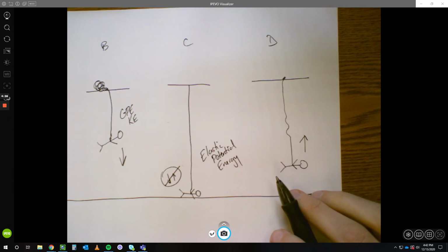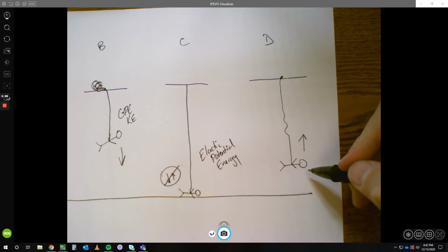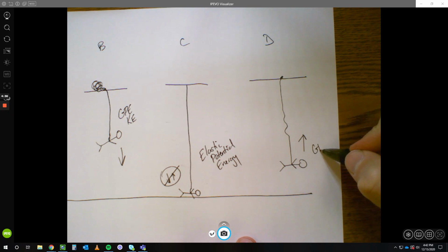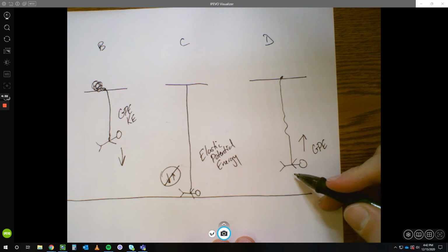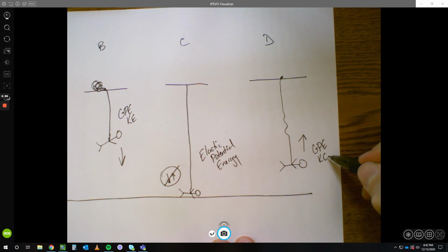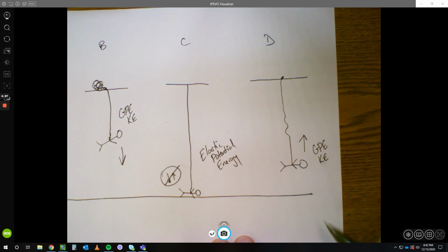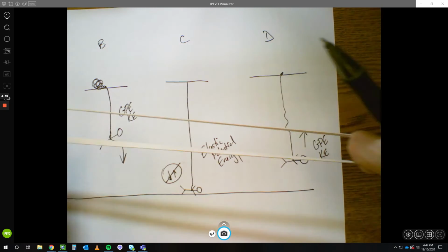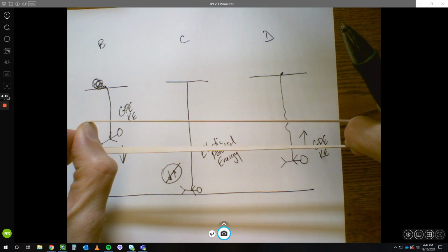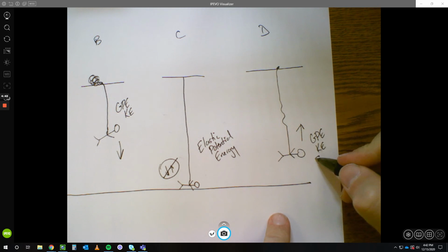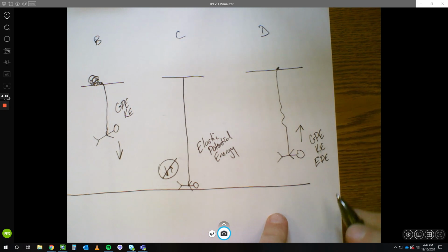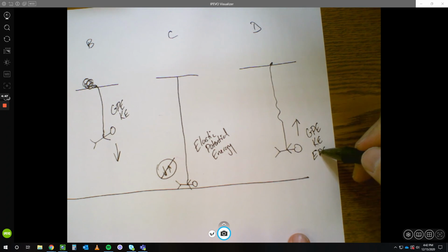Then on this last one, on D right here, this person is off the ground, so they're going to have gravitational potential energy. They're moving upwards, so they're going to have kinetic energy. And there's still some stretch. This bungee cord is less stretched than it was before, but it's still stretched. So they're going to have elastic potential energy. I'm just going to write EPE for elastic potential energy.